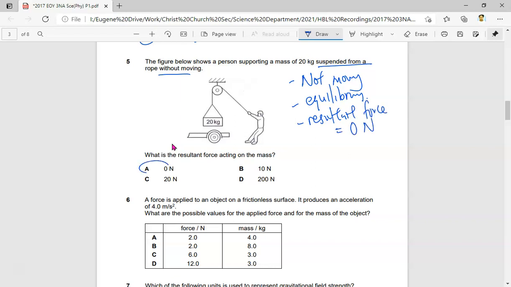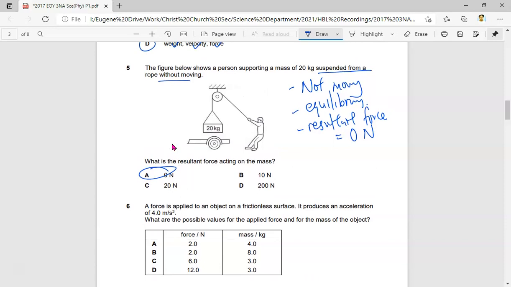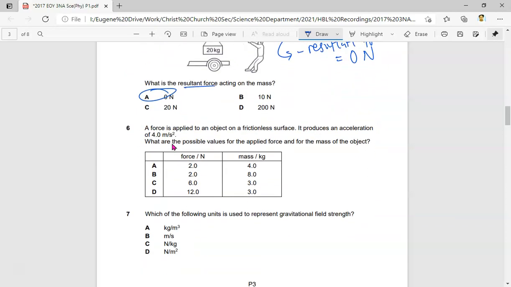So therefore, the answer here is A. The key idea here you need to pick up is "not moving". Once it's not moving, you must know that it's in equilibrium. Once it is in equilibrium, you know the resultant force must be 0. So what's the resultant force? The answer is 0.